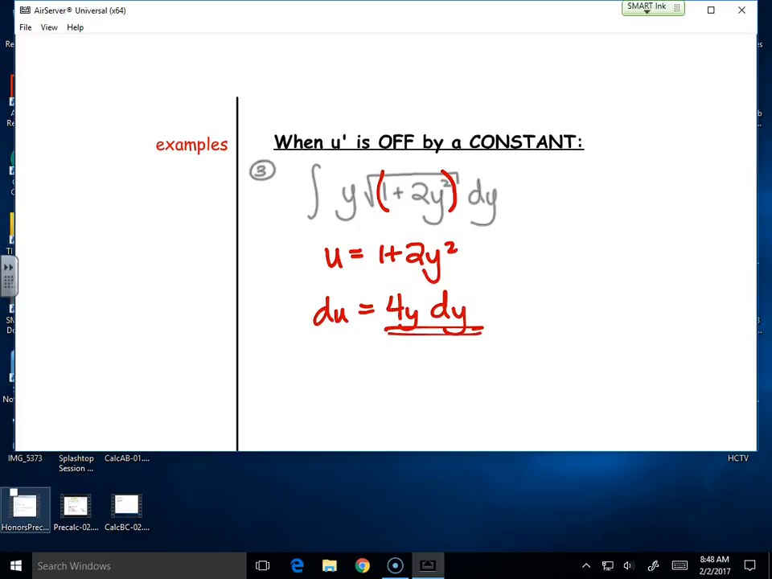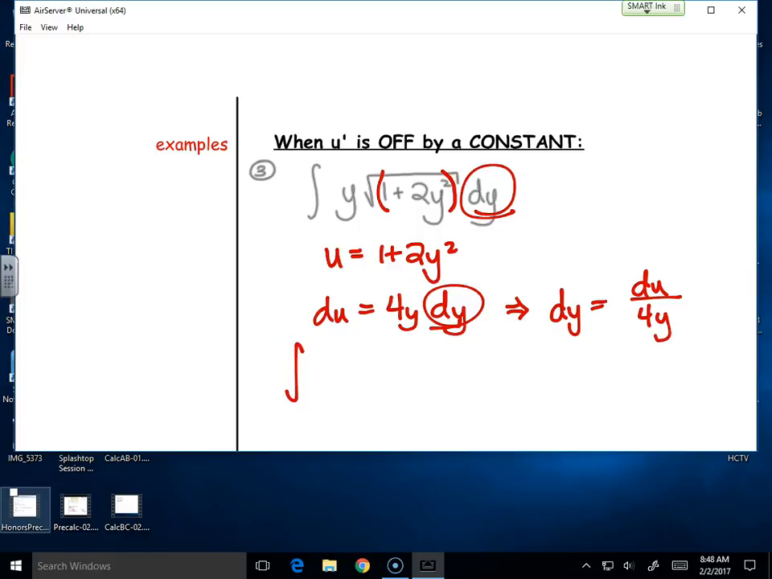Does 4y dy perfectly match the extra stuff I got? No. So let's use what Katrina was saying earlier. Why do you sometimes solve for who does match? dy. So let's go ahead and solve for dy and say, all right, fine. Who is dy? du over 4y.